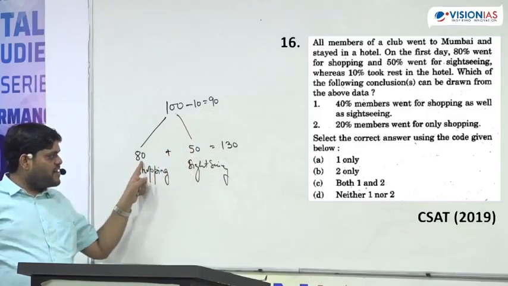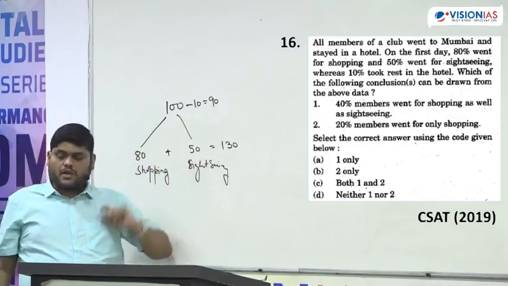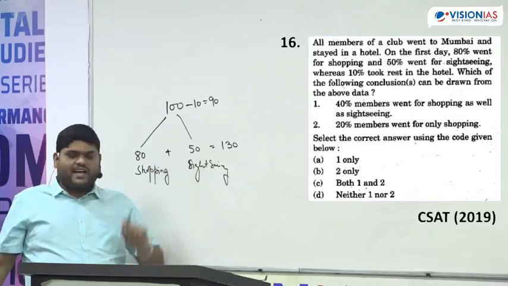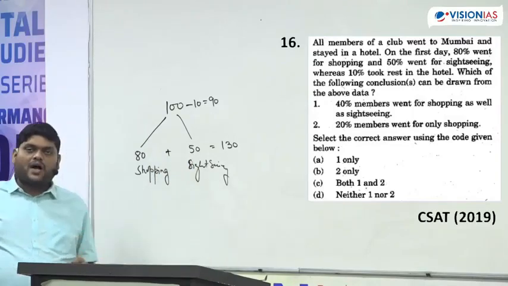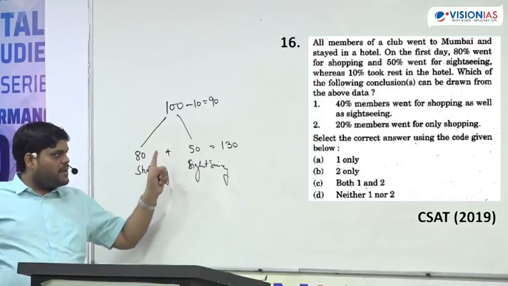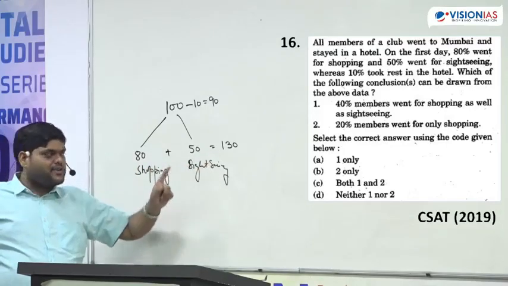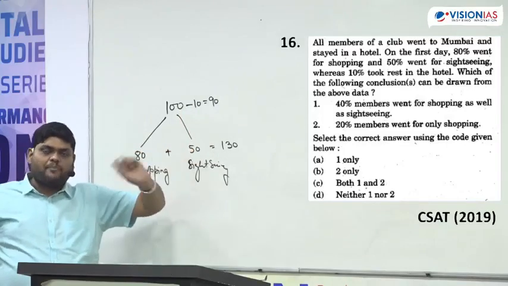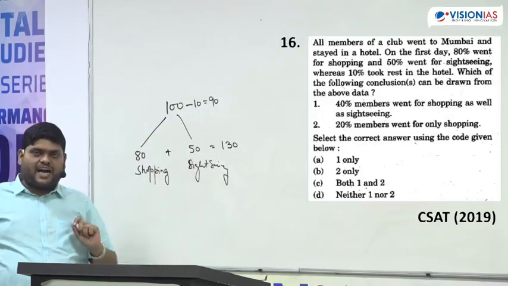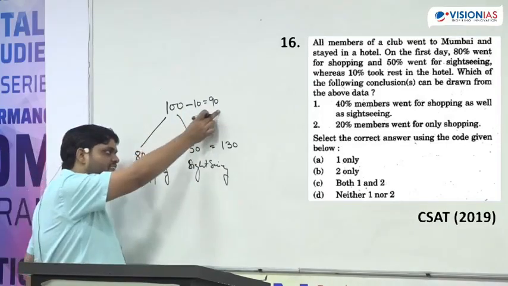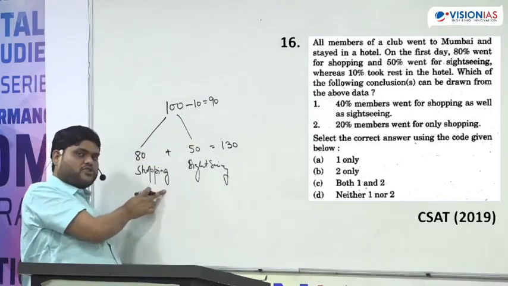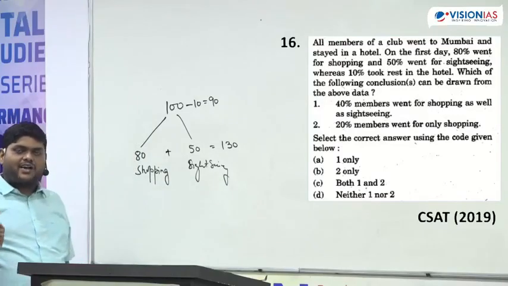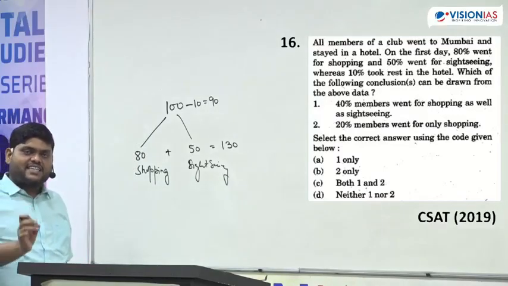Because here if I add both the value, this will come as 130. But only 90% are there. That means some overlapping are there. That means out of 90, some are going for shopping as well as sightseeing also. Some are going for shopping and sightseeing both.